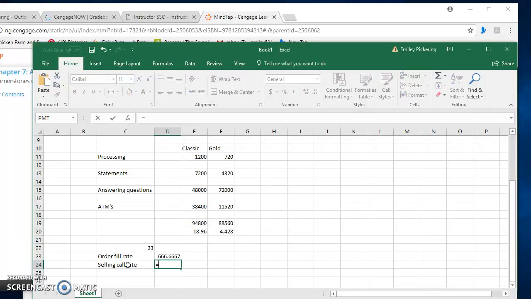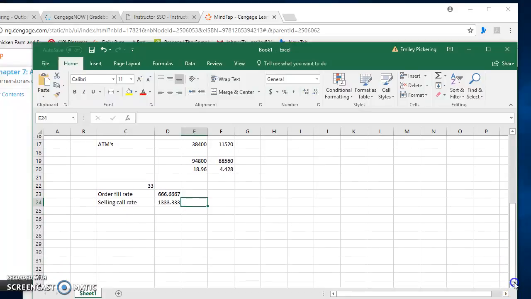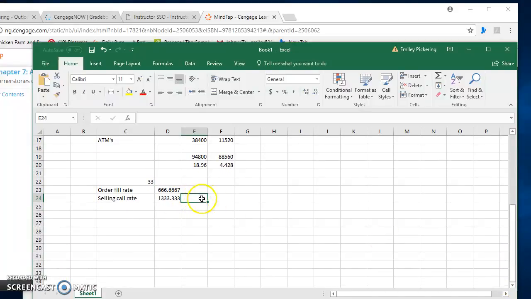I'm going to add the two costs together, 240,000 and 160,000, and divide it by the total number of sales calls, which was 300. So it costs us $1,333 per sales call. So once we have those rates, then we can figure out the actual cost of each of the different types of retailers. So let's go ahead and do that.